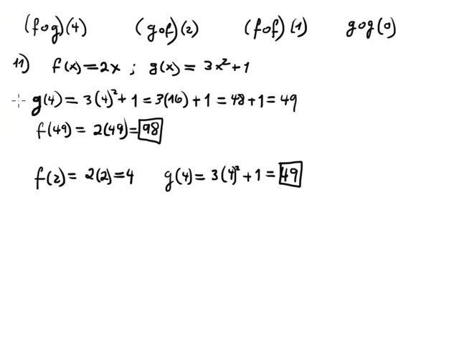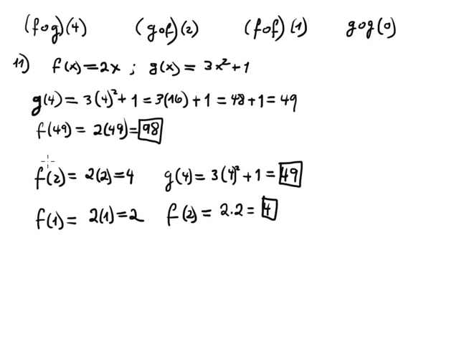Okay, this is the first, this is the second, and the third one is f evaluated at 1, which is 2 times 1, which is 2. And f again, evaluated at 2, is 2 times 2, which is 4. And the answer is 4. Okay. Number 1 is this. Number 2 is this. Number 3 is this.